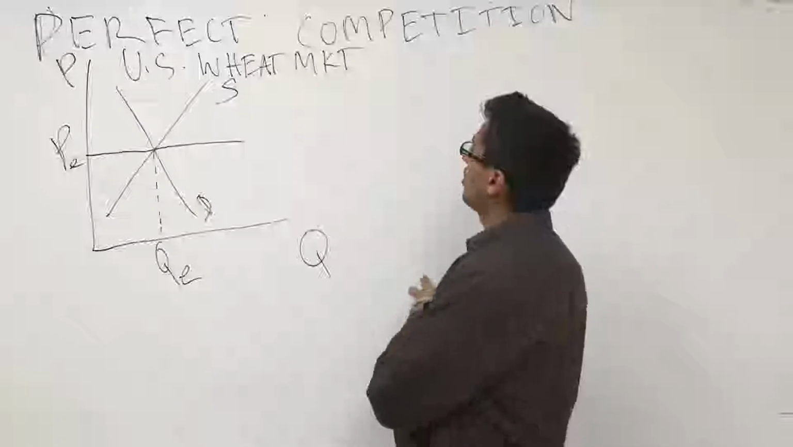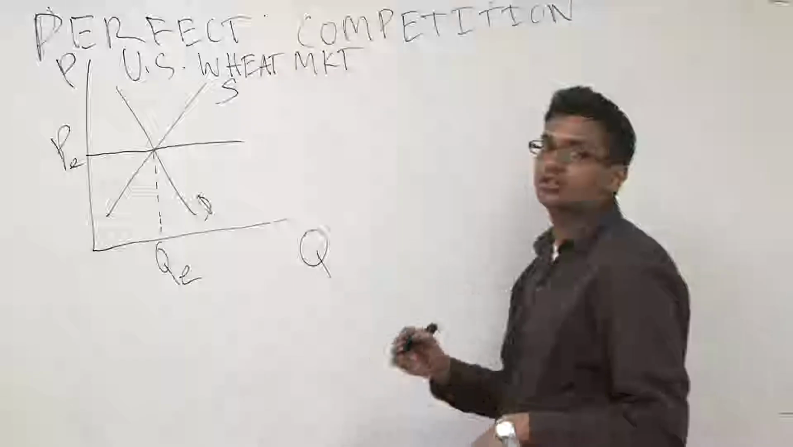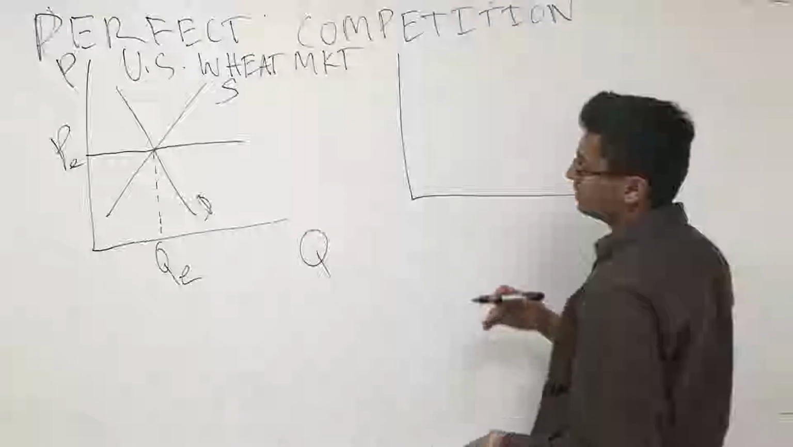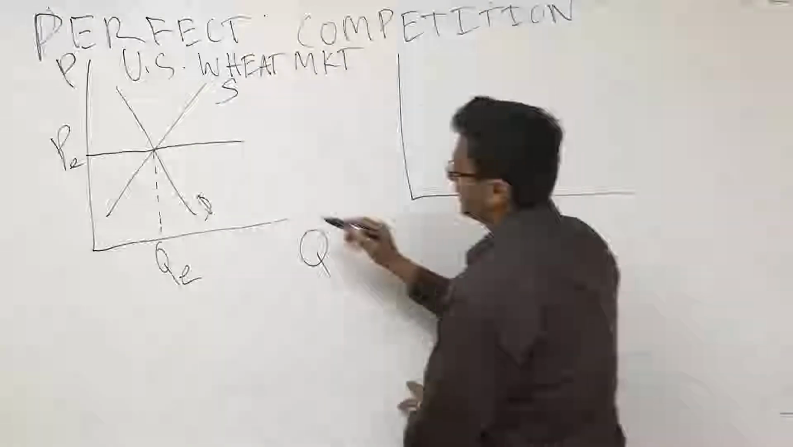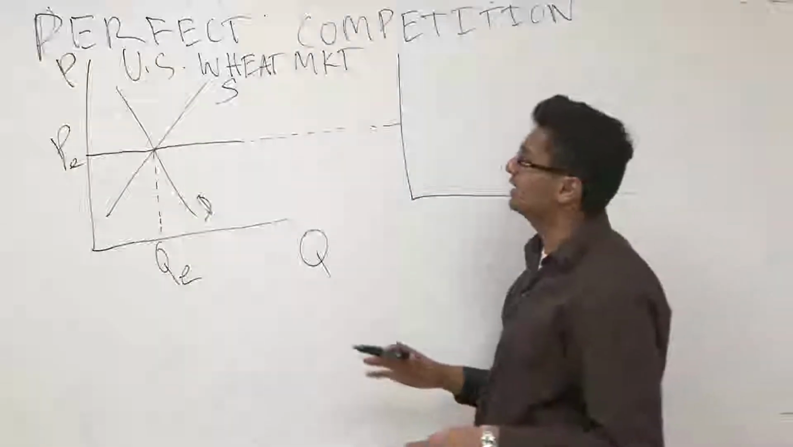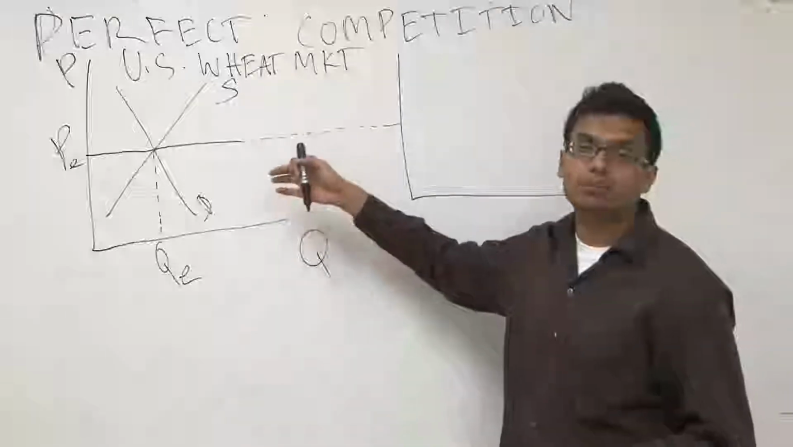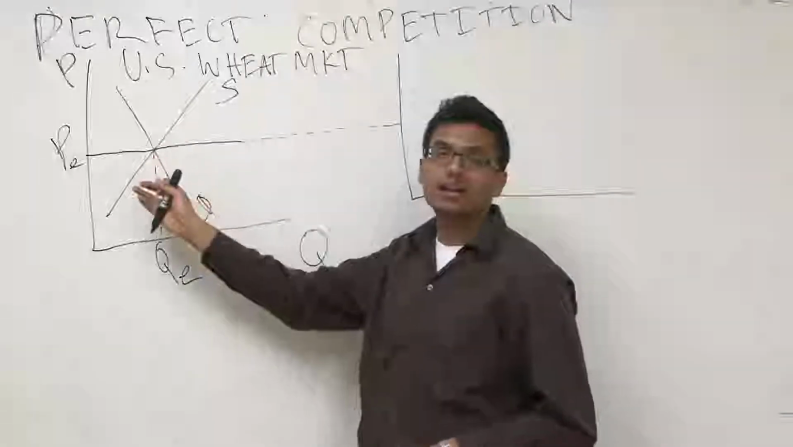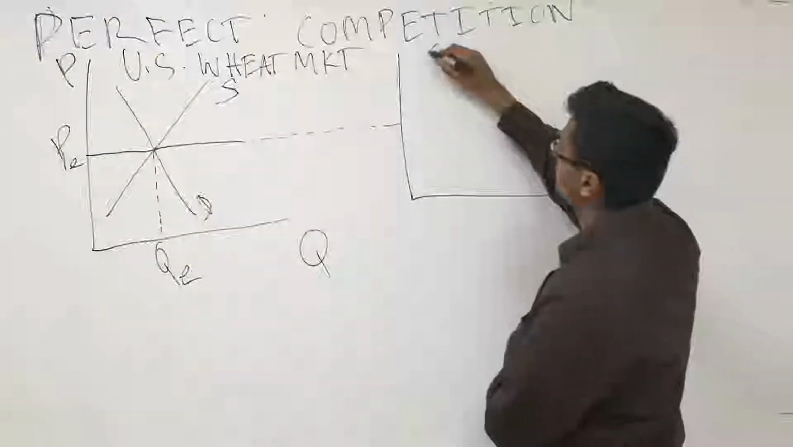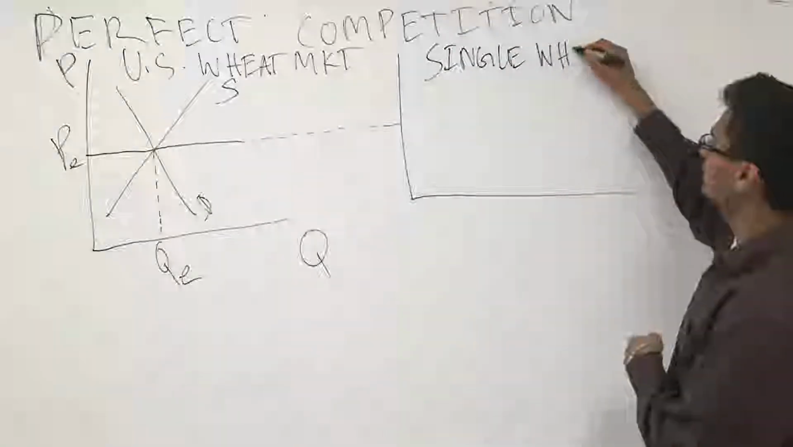Now, the second graph we're going to draw over here is going to have the individual wheat producer. So we're going to choose a single wheat producer. One of the reasons we draw these graphs next to each other is that we're going to carry over this price. Remember what I talked about before: in a perfectly competitive market, the market is going to dictate the price. The equilibrium between this demand and supply is going to dictate the price that this individual, single wheat producer is going to have.